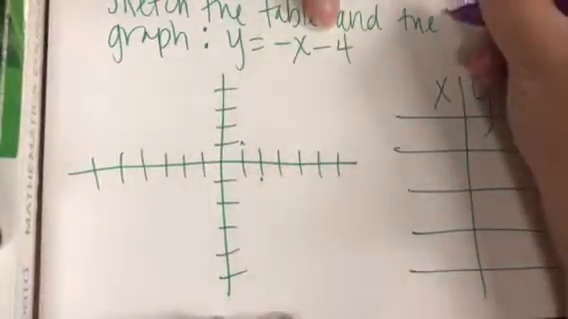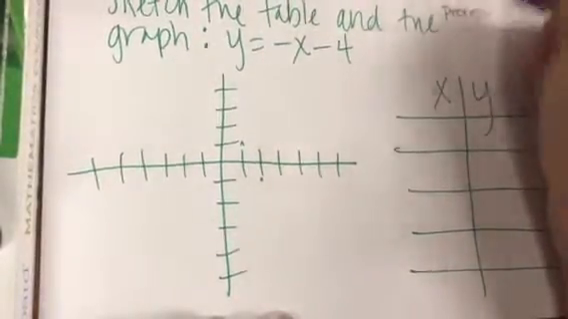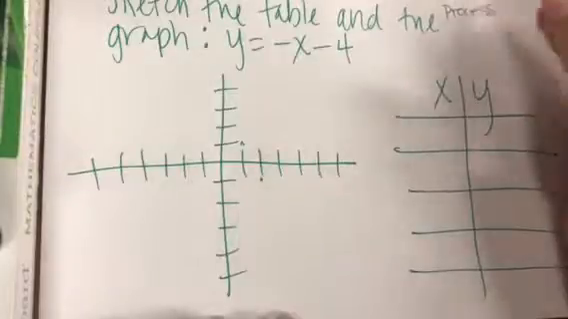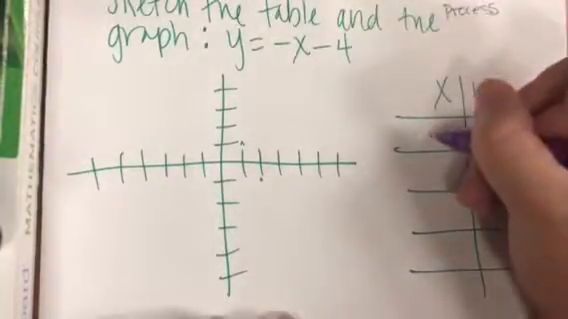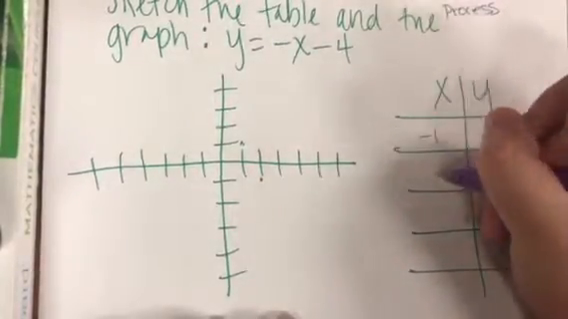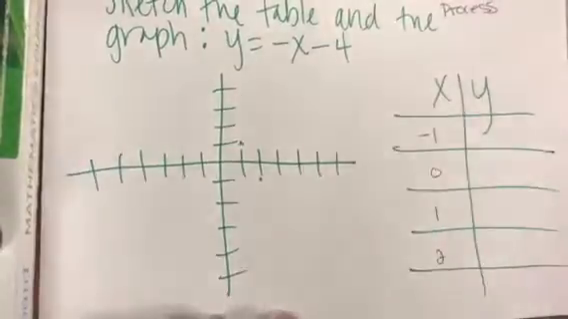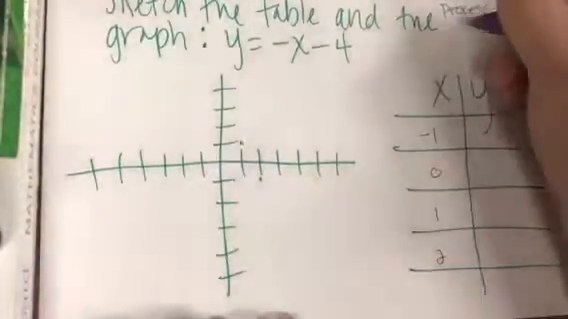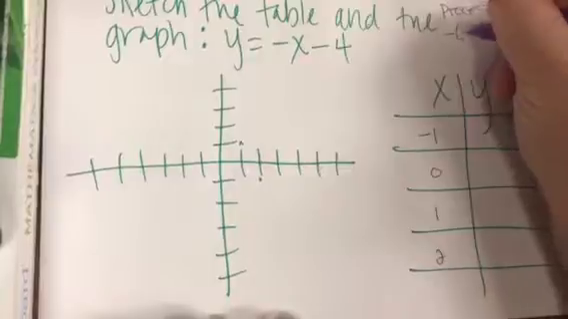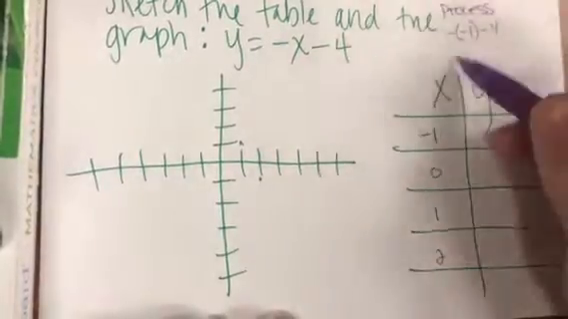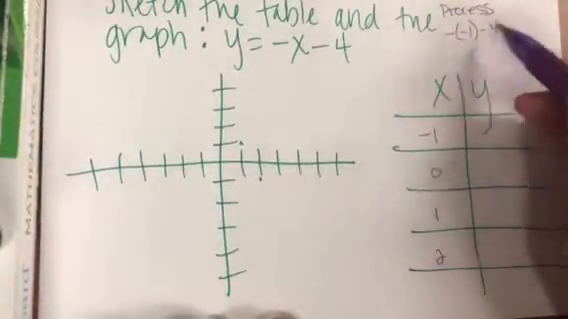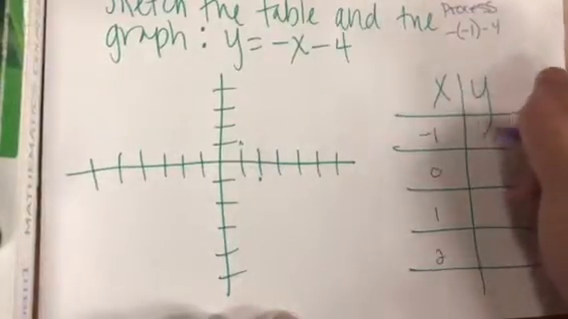The process for this would be to plug in your numbers. So let's start with, I love to do negative 1, 0, 1, 2, just to have a negative in there. So what would negative 1 times negative 1 minus 4 be? What's negative 1 times negative 1? Positive 1. Minus 4. Negative 3.